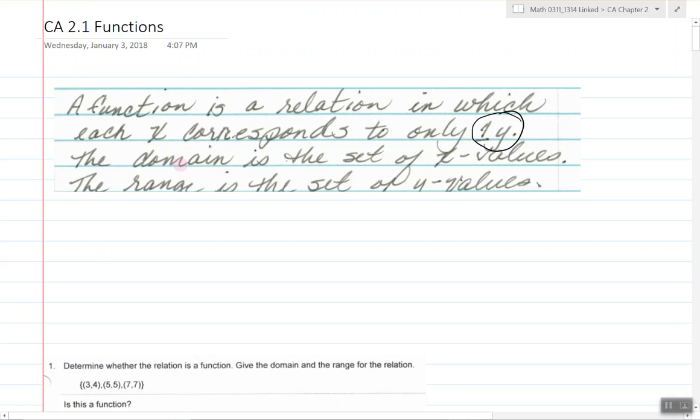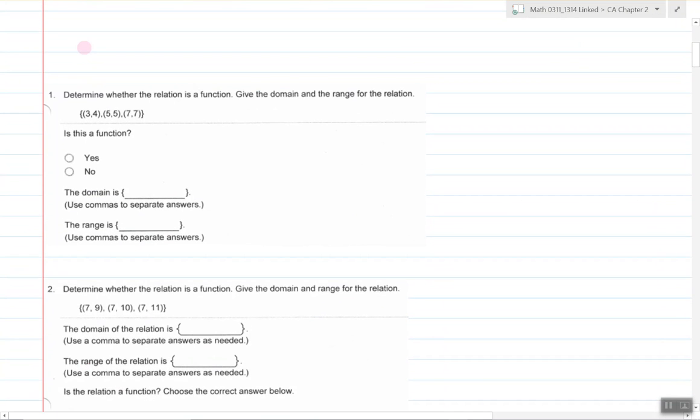The domain, and we have studied domain in previous lessons, is the set of x values, and that's implied: the set of x values for which the relationship is defined. The range is the set of y values, and the y got chopped off a little bit there, but it is the set of y values. So let's take this definition of a function and the definition of domain and range and answer a few questions.